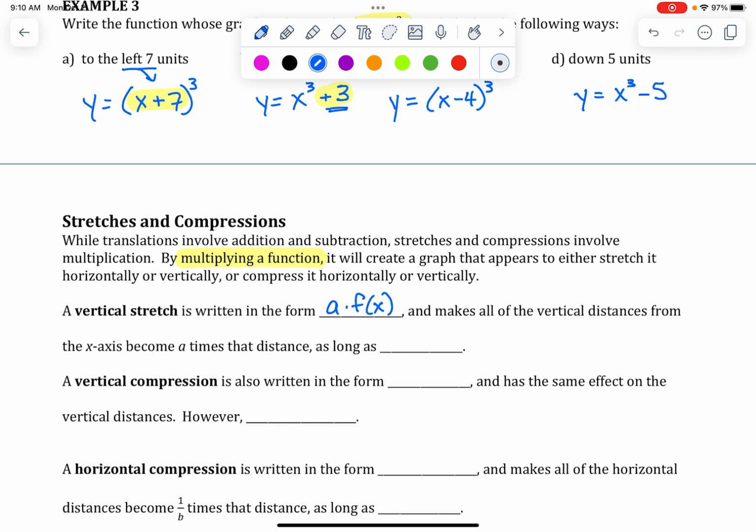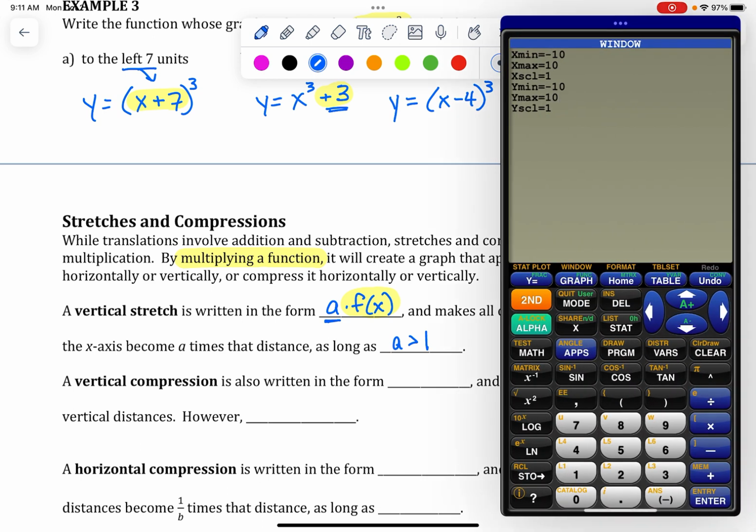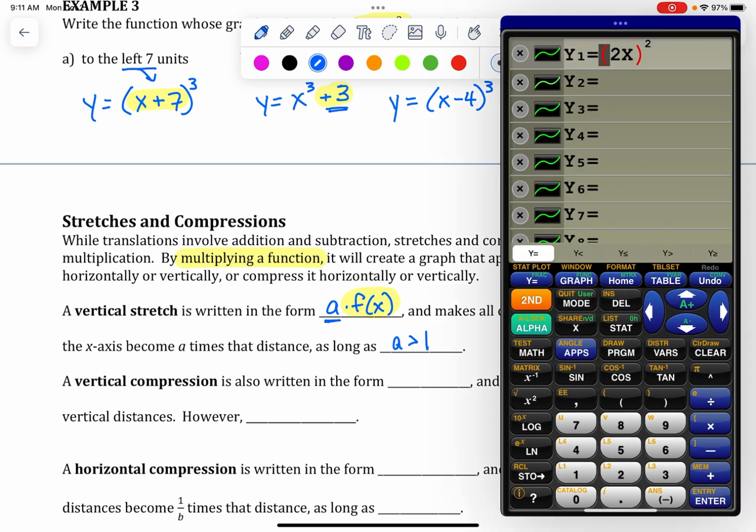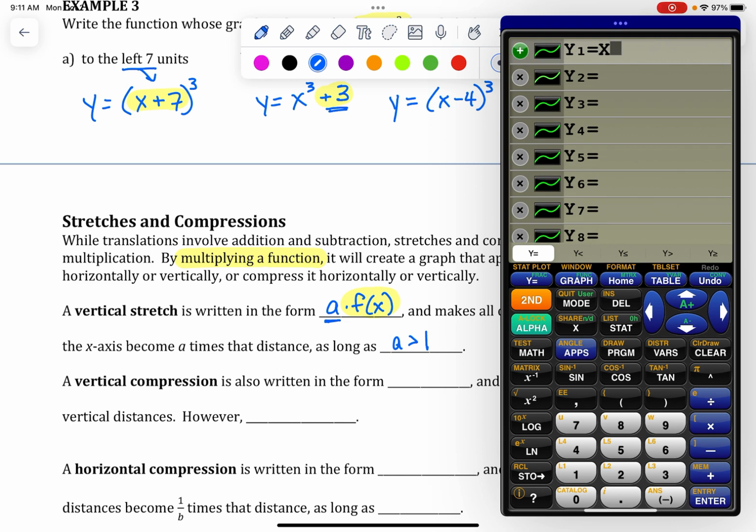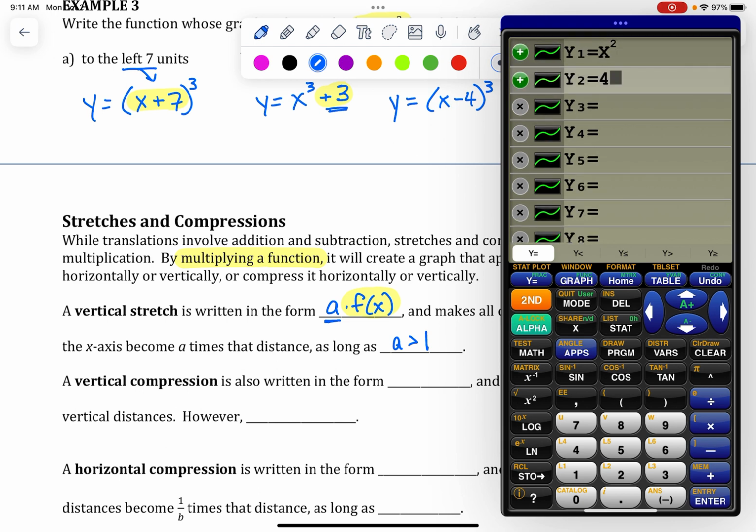So take your function and multiply that function by some number. We'll call that number a, and that is going to make it a vertical effect. And a vertical stretch occurs as long as a is greater than 1, right? So if you think of y equals x squared, that's your typical parabola. If you write that now as y equals, say, 4x squared, that's going to make that vertically stretch. And what you can see on the calculator is, if I just do x squared here, and then make this 4x squared.